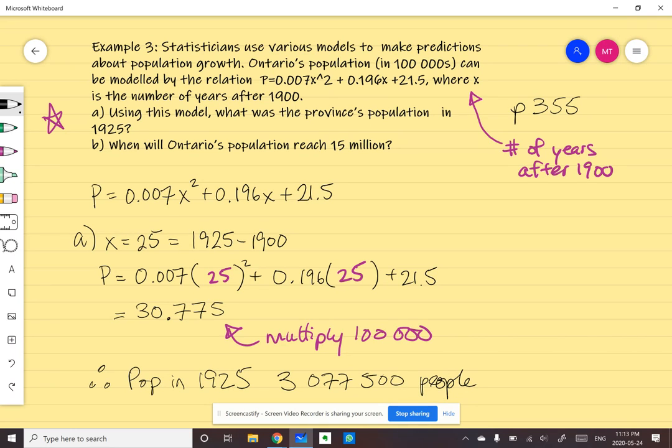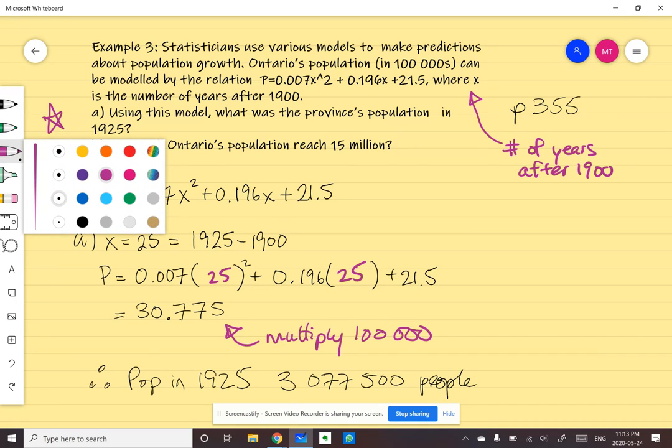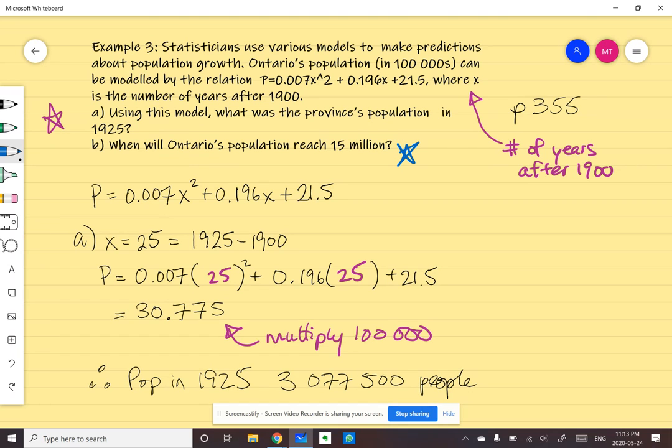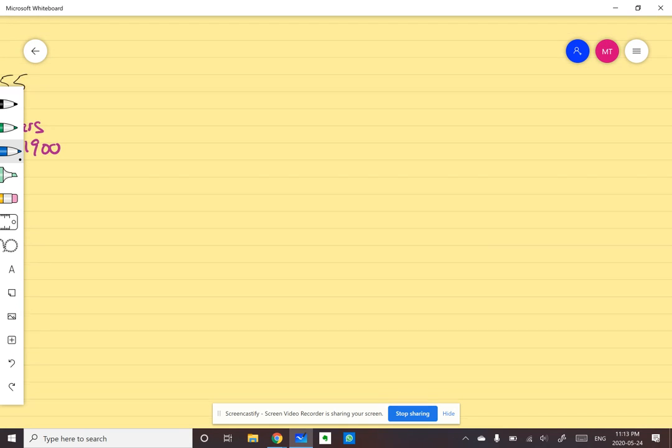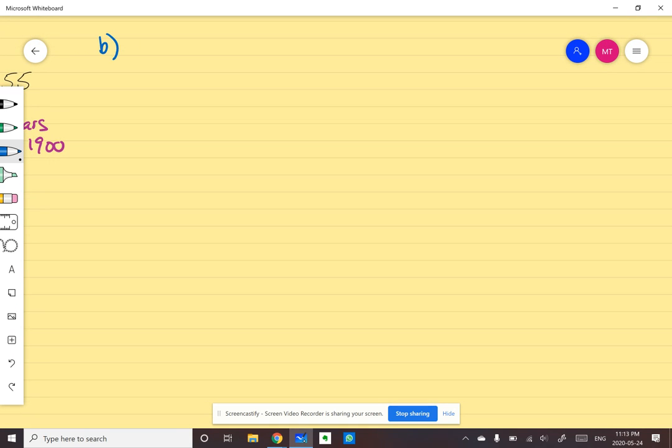What about part B? When will Ontario's population reach 15 million? So that's the second question here. We're looking for 15 million. How many years is it going to take? You could take a guess. Is it going to be 75 years? Is it going to be 80 years? We don't know. So we're going to go back and use that equation that models growth.